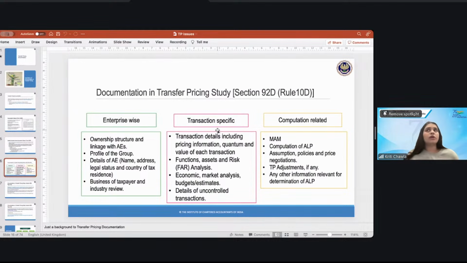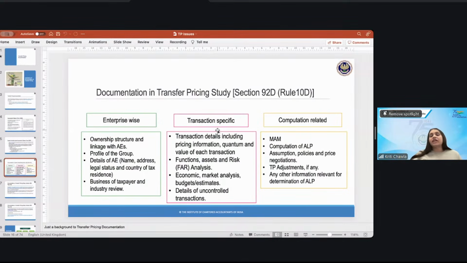Then we will talk about the entire computational analysis with respect to a particular transaction. So how have you benchmarked that transaction? Is there a database that you have used? Extensively give them the search criteria, the search codes that you used in the database, the quantitative and the qualitative filters that you used, the accept reject matrix that you made, etc. Any TP adjustment that you made, etc. All those details go in, and then you finally justify that the transaction is at arm's length or not at arm's length.